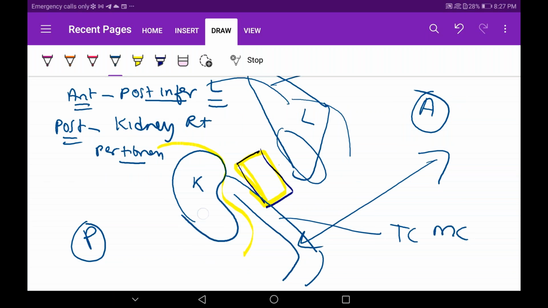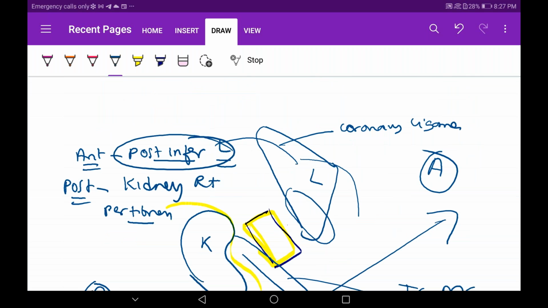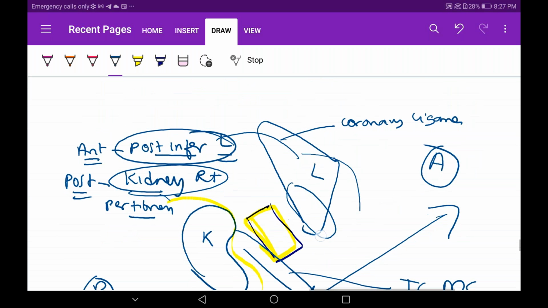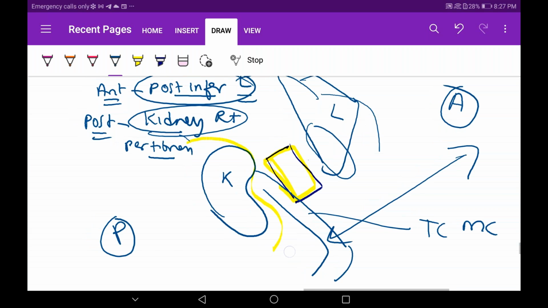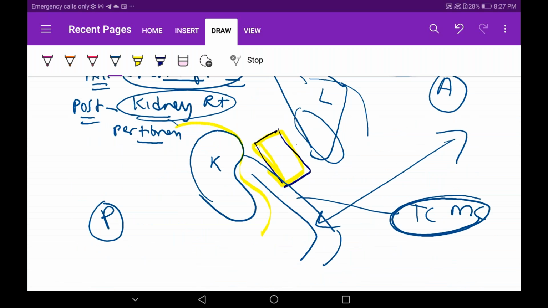So let me just revise. Anteriorly, what is there? Posterior inferior aspect of the liver. Posteriorly, what is there? Kidney is there and a little bit of peritoneum covering it. Superiorly, or above, you have the coronary ligament, and inferiorly you have transverse colon and mesocolon. I think I've covered everything. Now just let me know if there are any doubts.